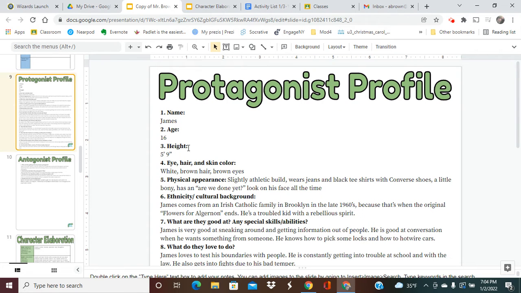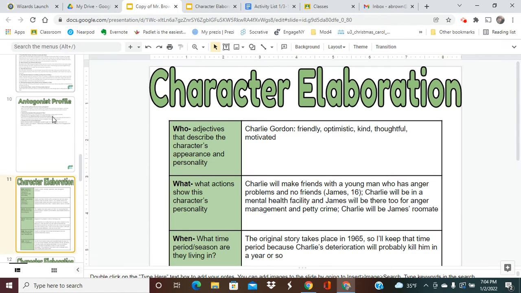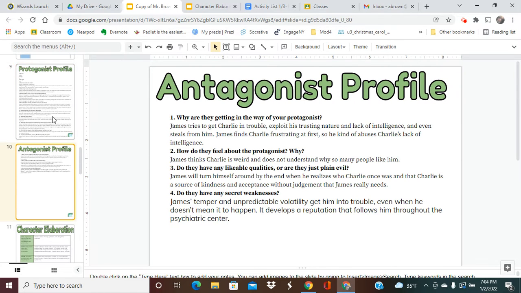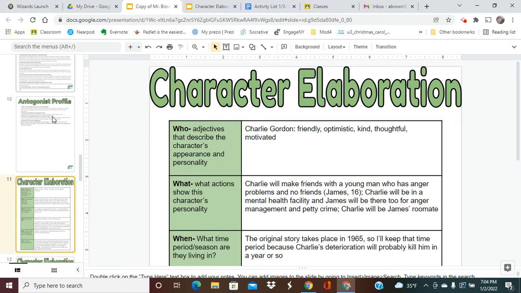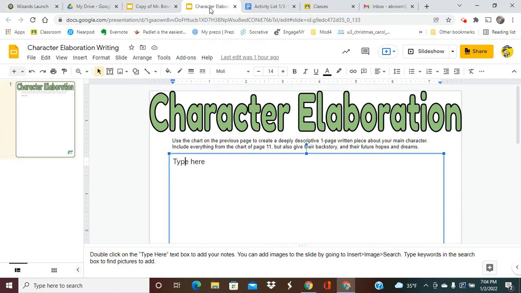All right, at this point, everybody, we have our protagonist profile and antagonist profile from yesterday, and we have our character elaboration chart from before the break. And we're going to use all three of these charts to create a story that focuses on our main character, and that's our character elaboration.